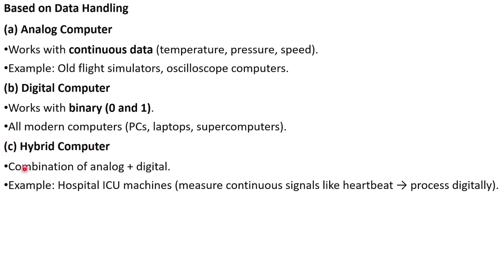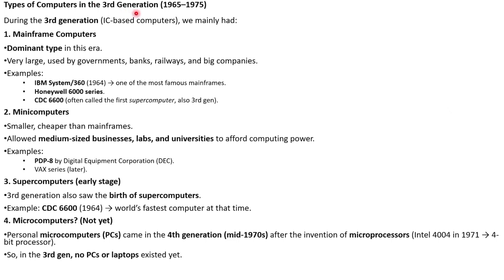Hybrid computer, which is a combination of analog and digital. Examples are hospital ICU machines, which measure continuous signals like heartbeat, processed digitally. So these are the types of computer which we divide into various categories. Now let's see the types of computers that we use in third generation.